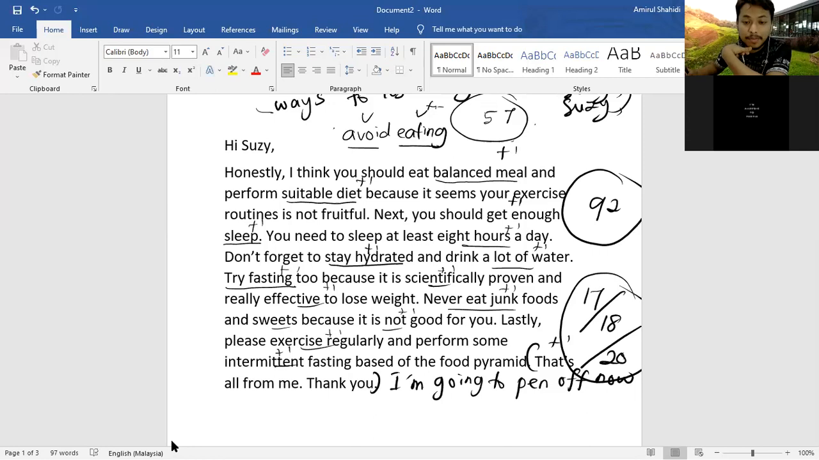So macam mana dapat full mark? Boleh dapat full mark sebenarnya. Tapi it depends on your teacher lah. Nak bagi full mark ke tak. For me personally, I will give. Kalau sebiji macam ni, you can get 18, 19 or 20. Tapi saya takkan bagilah 20.